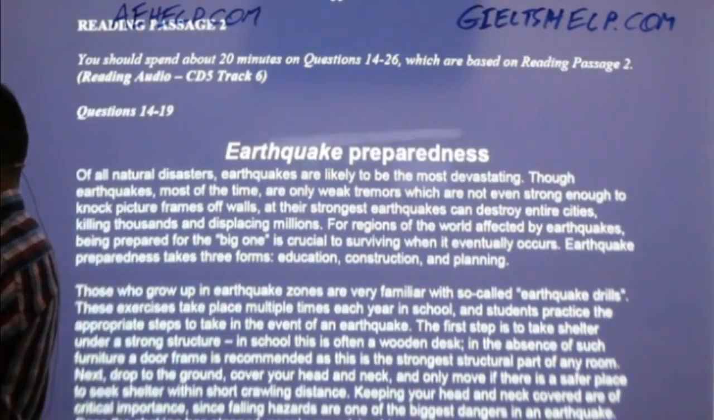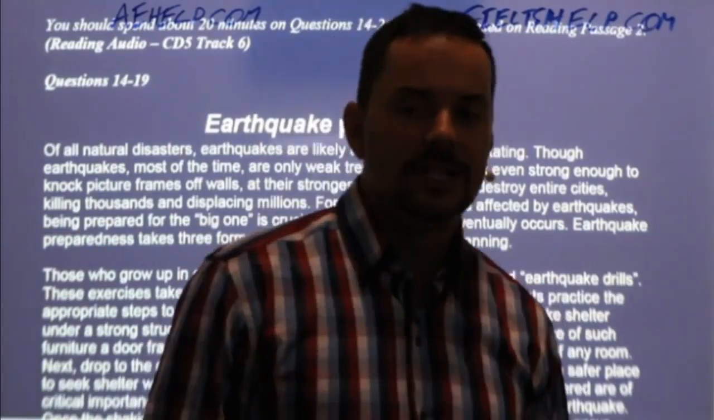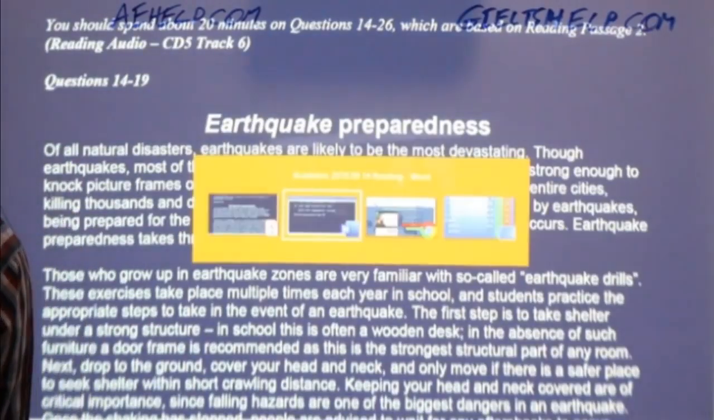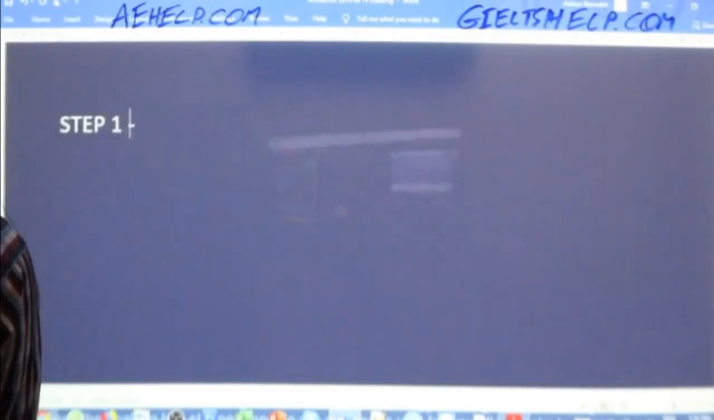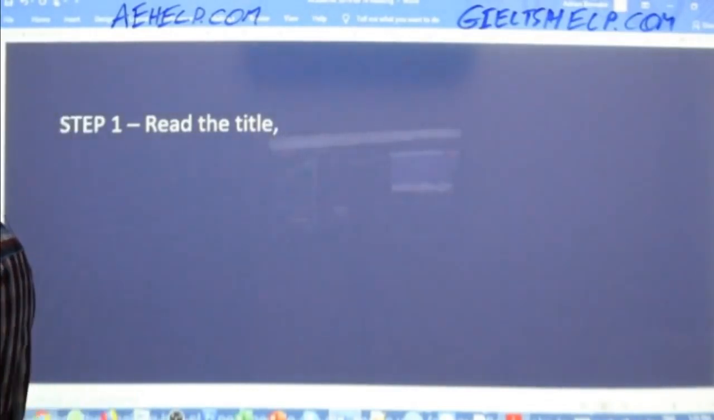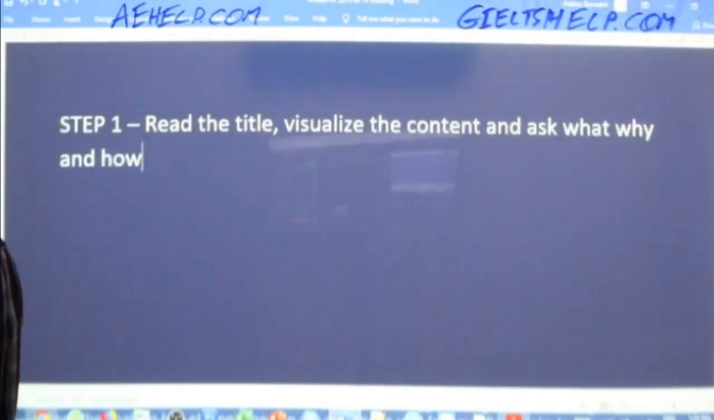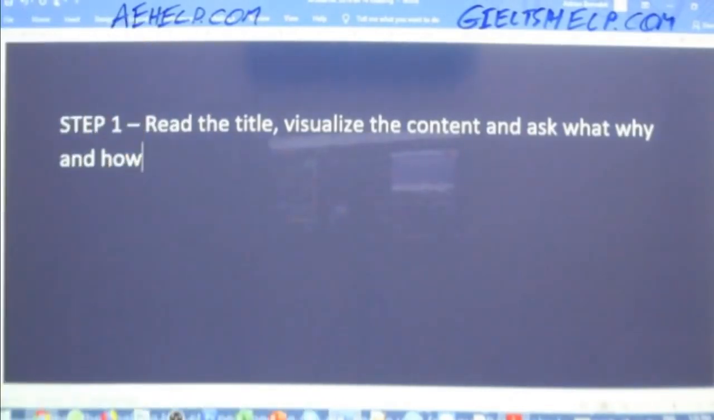Members, what should you do when you begin a reading passage? What's your first step always? What is your step number 1 when you're in a reading passage for the IELTS? And this is true for academic and for the general version of the test. So step number 1, read the title. Hopefully you're thinking about that. Visualize the content and ask what, why, and how. Okay? So that is the first step to getting good reading scores.